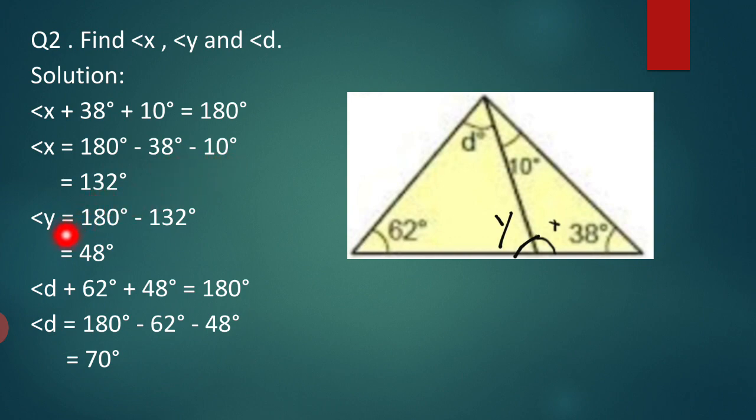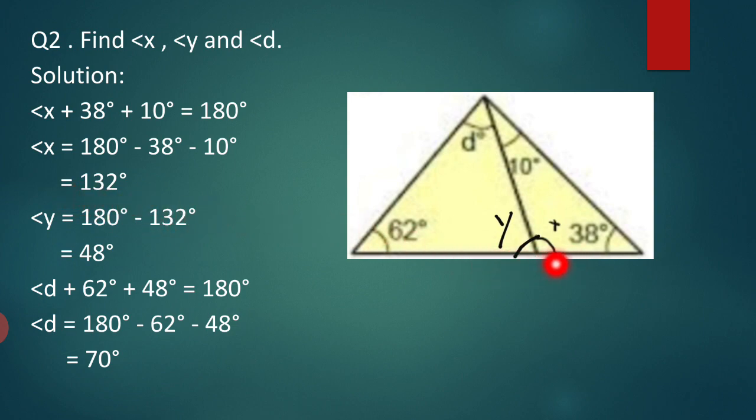In order to find y, students, you can see that this is a straight line. On this straight line, two angles are given, that is angle x and angle y. It means the sum of both these angles is equal to 180 degrees. Among them, angle x is equal to 132 degrees. We have worked for angle x right now.